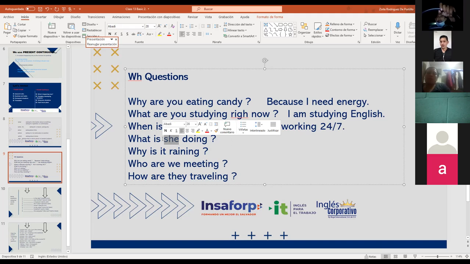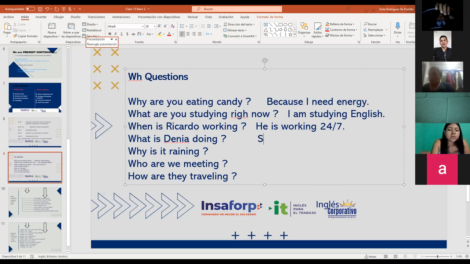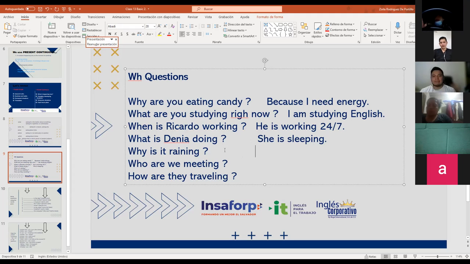What is Daniel doing? What is Daniel doing? She's sleeping. Okay. Problem. Okay. Why is it raining? Give me a reason. Why is it raining?